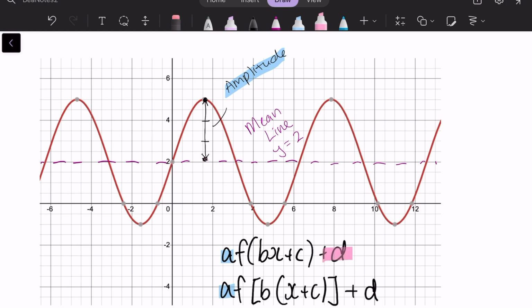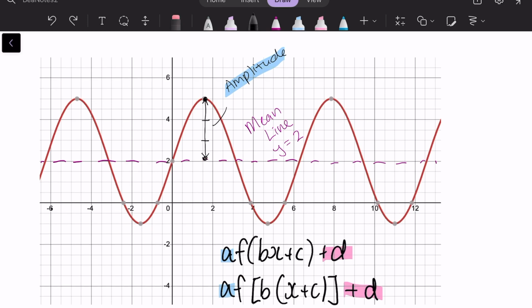Next, let's have a look at D. D is actually where the mean line is on the y-axis, because a normal sine graph would be like this. But when you shift it up, the vertical translation is equal to D. So wherever the mean line is on that y-axis, that is D.